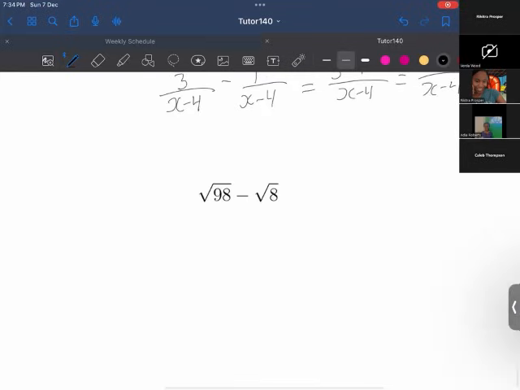So again, this one with the variables. The index is 2, right? So this isn't exactly perfect squares. We have to find perfect squares in it, break it up so we can see what perfect squares are in it so we can simplify it.